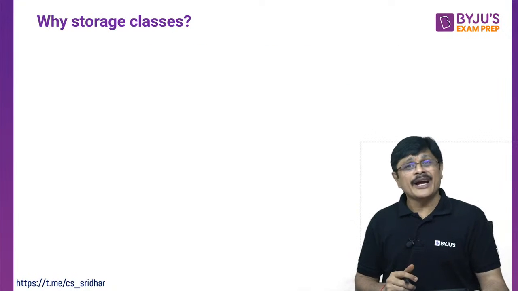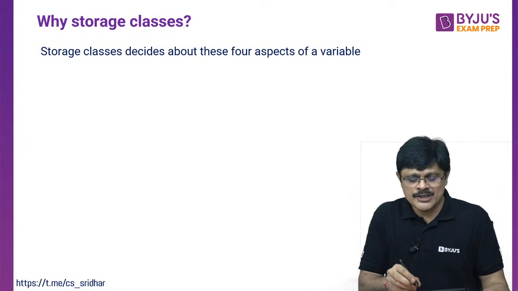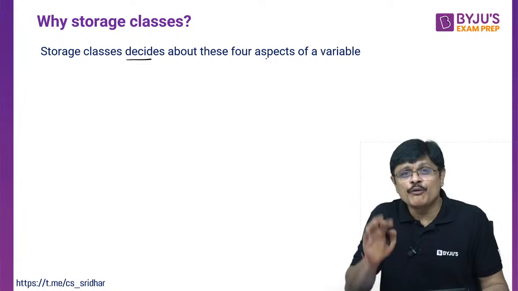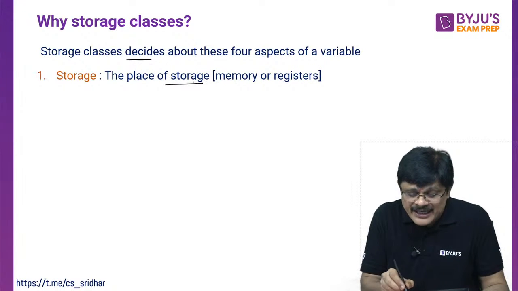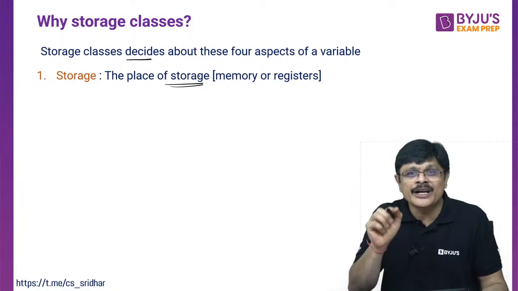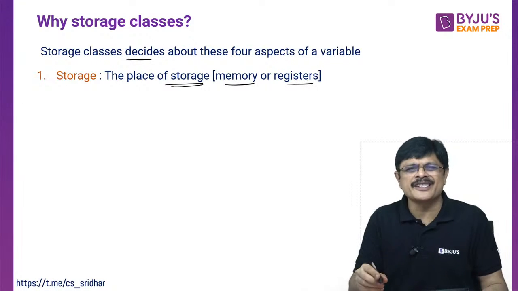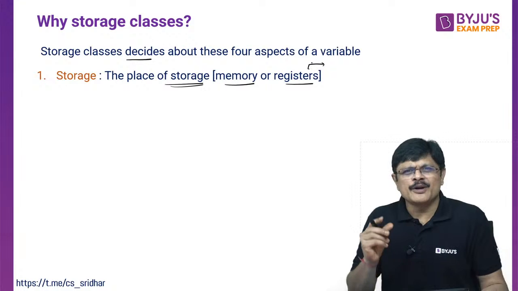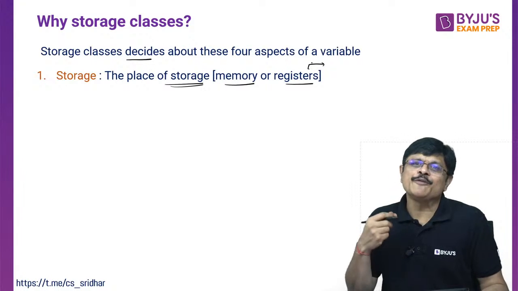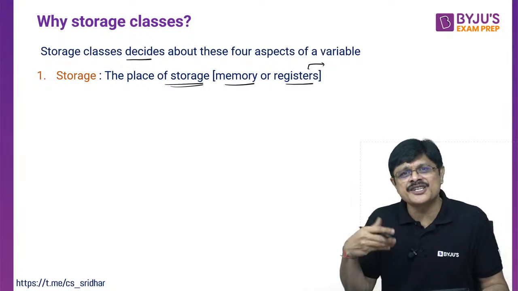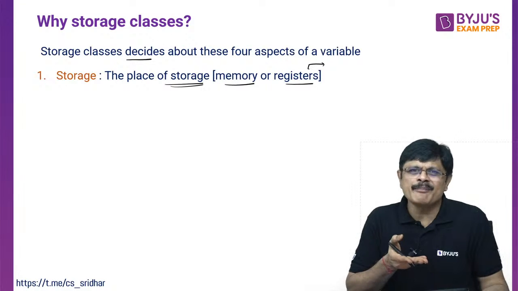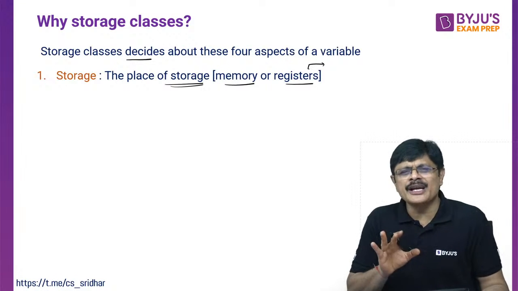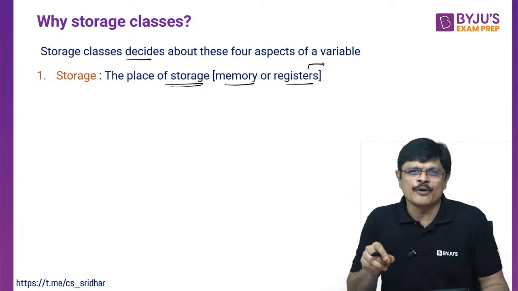Okay. So why do we require storage classes? Because storage classes decide four aspects of the variable. First one is storage, where it is stored. It will tell you whether it is stored in memory or registers. Of course, even registers can be mentioned, but registers are limited. Even if you forcefully mention register storage, if it is not available, obviously that will be stored in memory only, my dear friends. So mostly the data will be stored in memory only when you are executing.